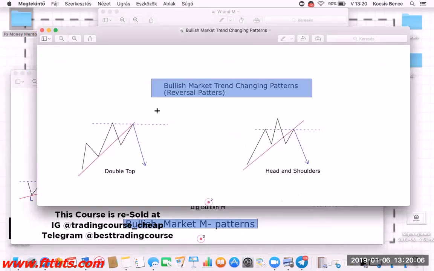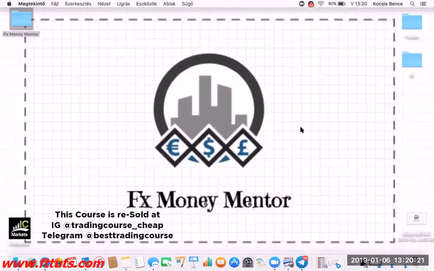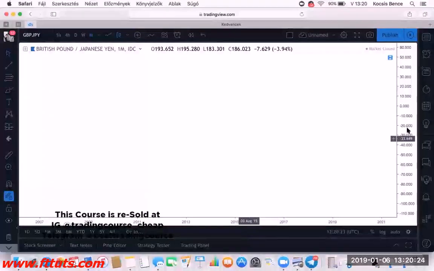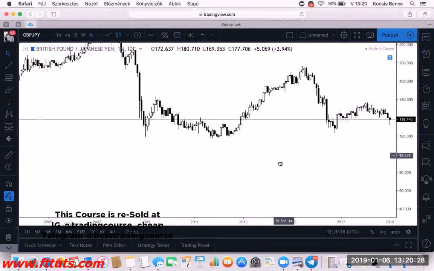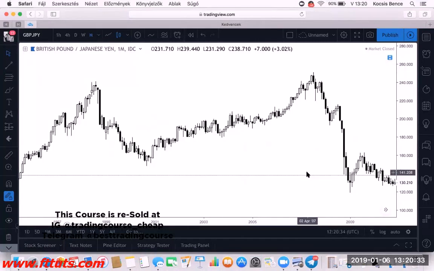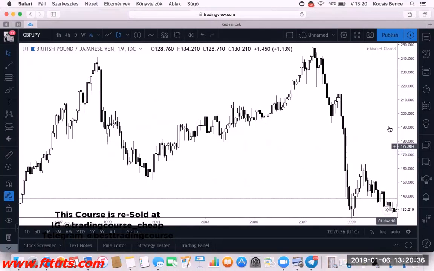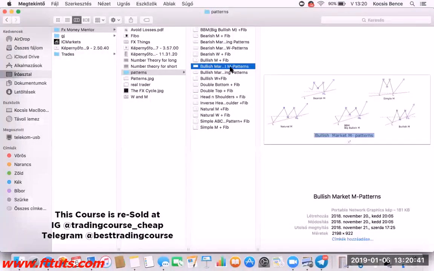We have 2 trend changing patterns, so 2 reversal patterns on the bullish market. The first one is the double top, and the second one is the head and shoulder. Okay, let's go on the TradingView, and let's try to find together M's and W's on the chart. Let's start on the bullish market first.